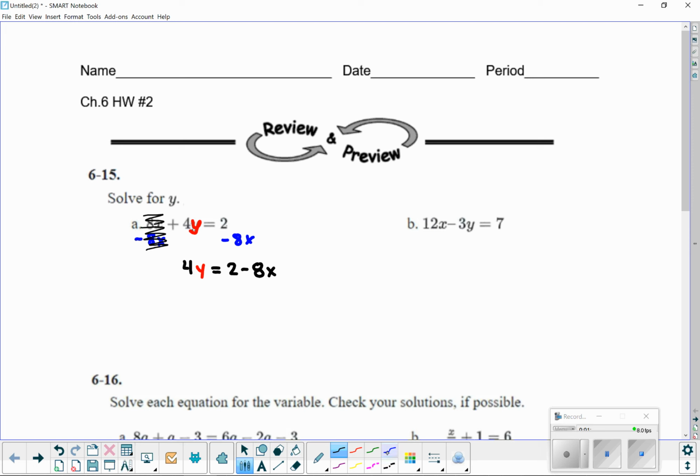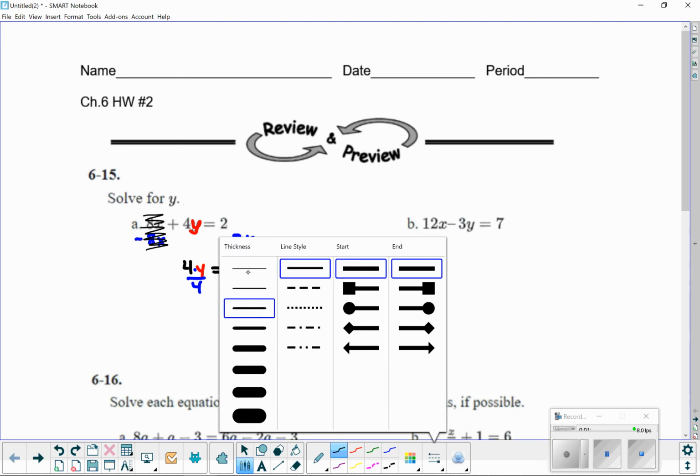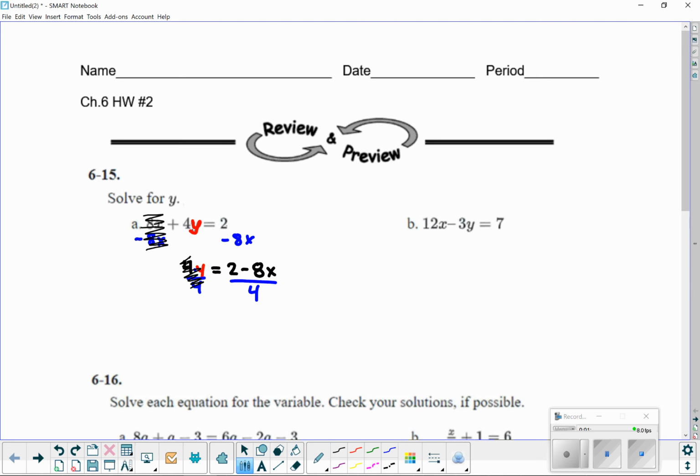And then now we're going to finish this off by getting rid of that times 4, which is going to be divided by 4. Which means everything gets divided by 4. You can do it separately, or you can do it all together like this, divided by 4. It doesn't matter how you do it, but you just got to do it. By doing that, your 4's will cancel, and now you have just y. That's what you're aiming for.